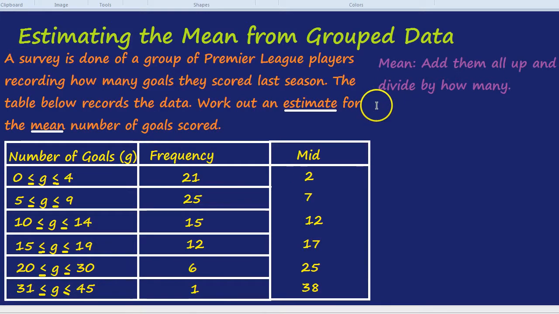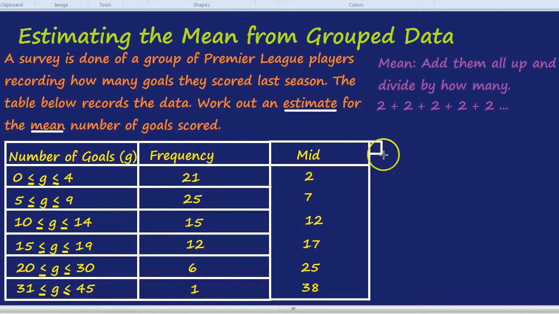So what we could do is 2 plus 2 plus 2 plus 2 plus 2, etc., 21 times. But wouldn't you agree that's a really quite long and boring process to do? How about the shortcut for adding them all up of just doing 21 times 2? That'll add them all up, all 21 of them, very quickly. So what you do is you invent another column. Again, sometimes they'll give you this column, and sometimes you'll just have to draw it on yourself.